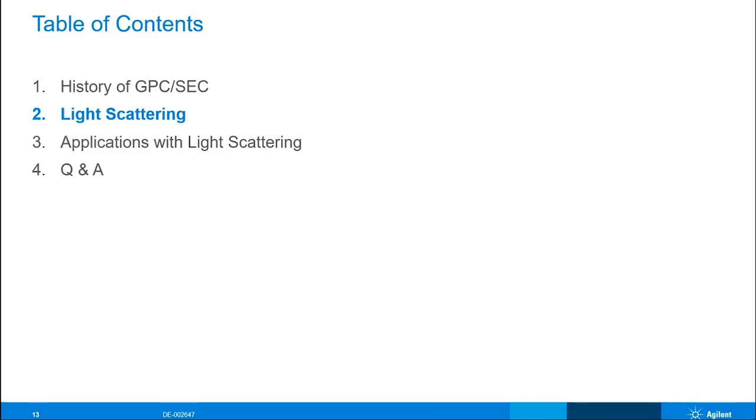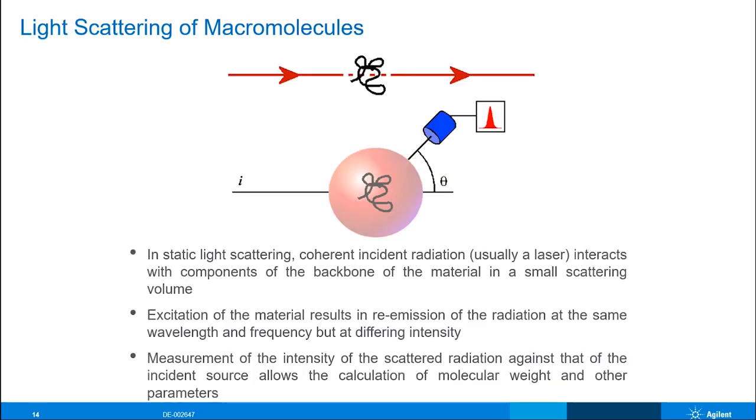When we talk light scattering in macromolecules, what we're talking about mostly in this presentation is actually going to be static light scattering. In this case, we're going to just describe how static light scattering works. So with static light scattering, we have a coherent incident radiation source. It's usually a laser. And what this does is, when shined into a flow cell, interact with components of the backbone of the material in a small scattering volume. The excitation of this material results in scattering and re-emission of the radiation at the same wavelength and frequency, but at a differing intensity. Measurement of this differentiation in intensity of the scattered radiation against the incident source is what allows us to make the calculation of the molecular weights, and if the molecule is large enough, a few other parameters as well.